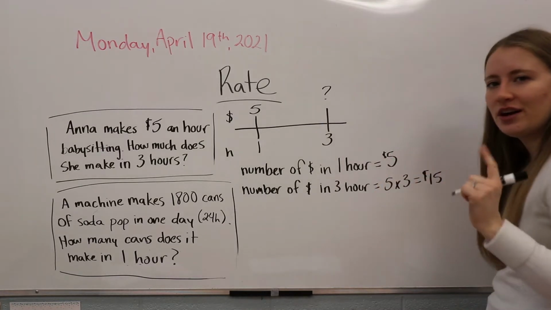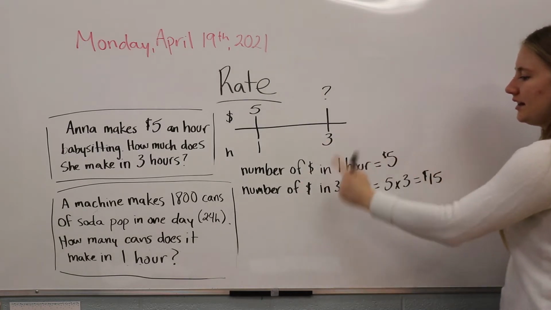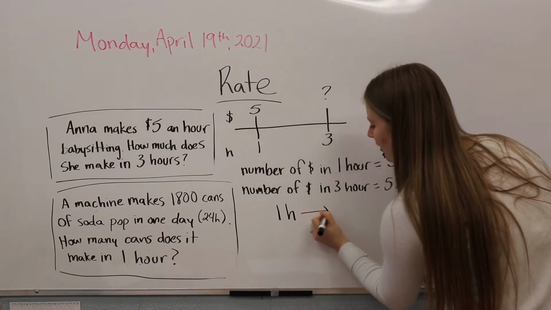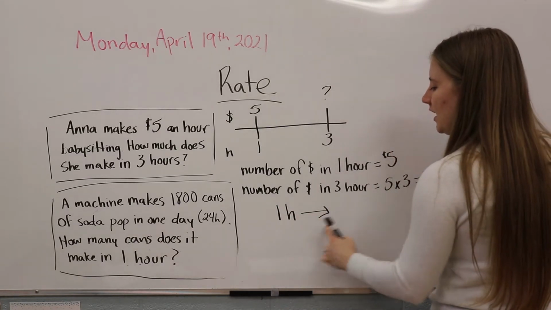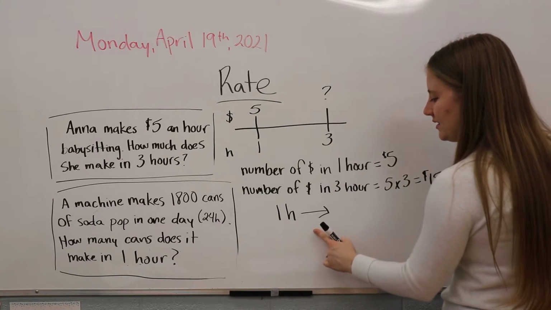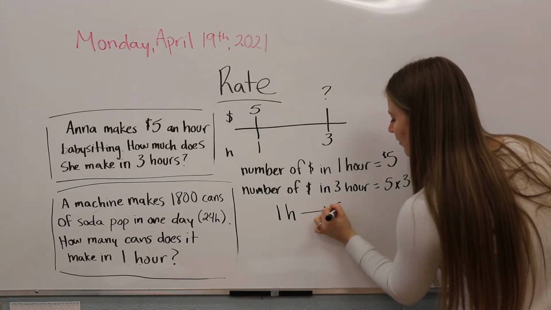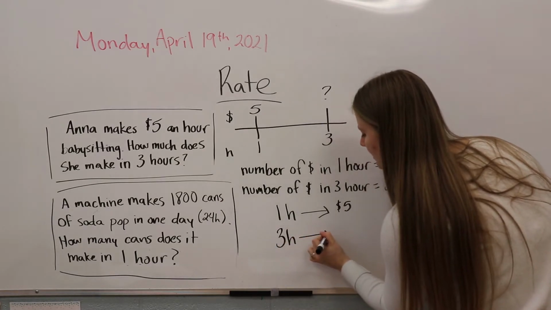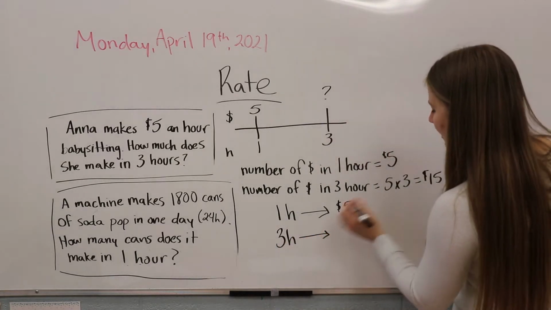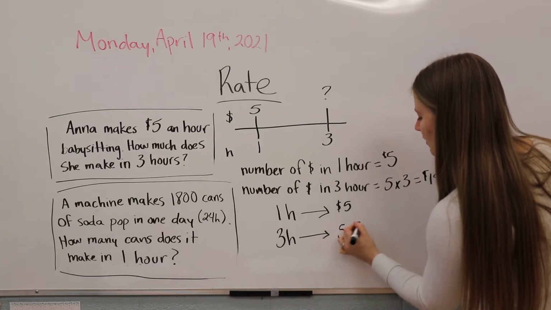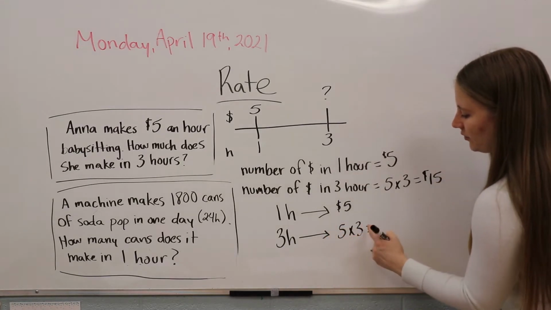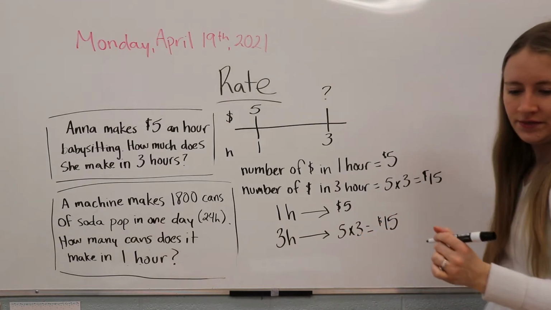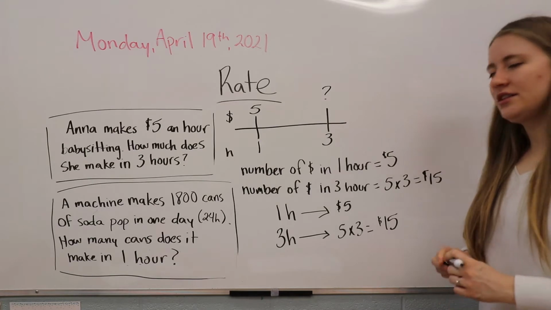So instead, what I want you to do when you're representing it this way is you can write 1 hour and draw yourself an arrow, okay? Because this will tell us that 1 hour is worth or is $5, okay? And then 3 hours is, we'll draw our arrow sign, and then we do our 5 times 3. And of course, because this is an equation, we can do an equal sign. And then we have our $15. Okay? So you see how that works?